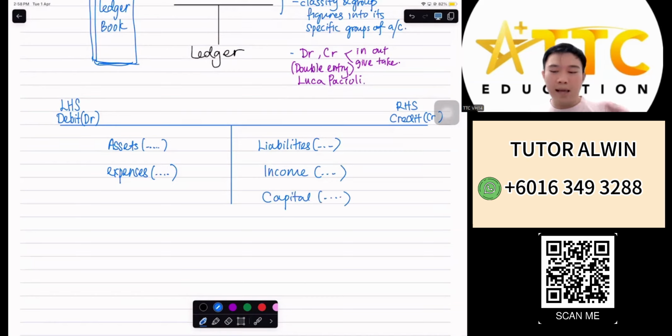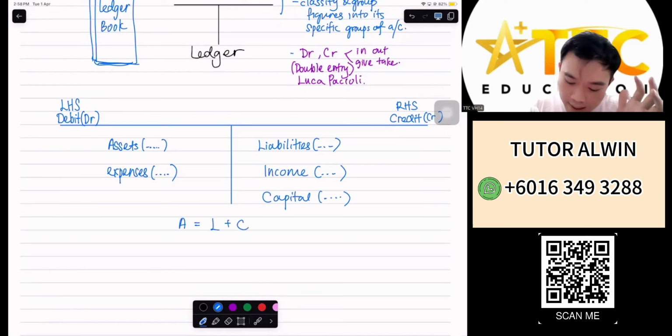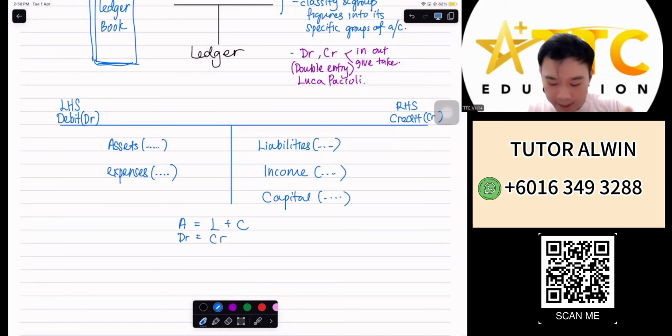Now notice there will be a left hand side and right hand side. And in an earlier topic, you have learned assets equal liability plus capital, which means the debit side must be equivalent to your credit side, in which case both sides must balance. I'll give you an example.